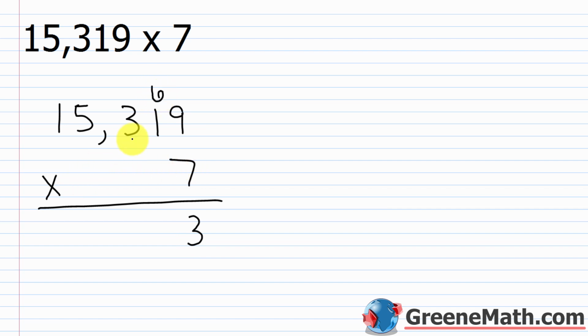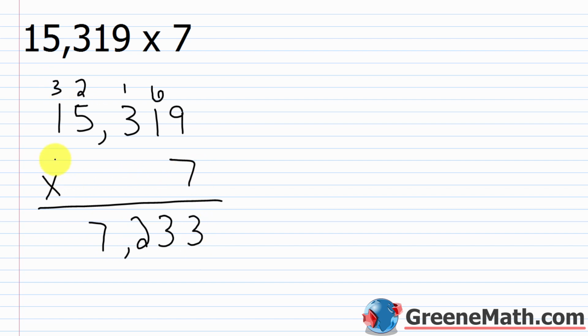Next, I would do 7 times 1. 7 times 1 is 7, then plus 6 is 13. So I'd put a 3 down, and I'd carry a 1. Then I'd have 7 times 3, that's 21. Then plus 1, that's 22. So I'd put a 2 down and carry a 2. Now I have 7 times 5, that's 35. Then plus 2, that's 37. So I'd put a 7 down and I'd carry a 3.